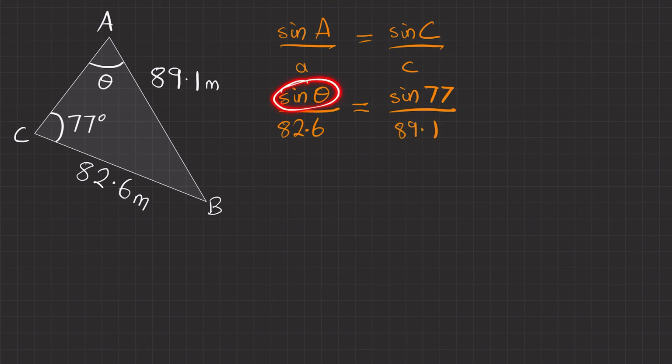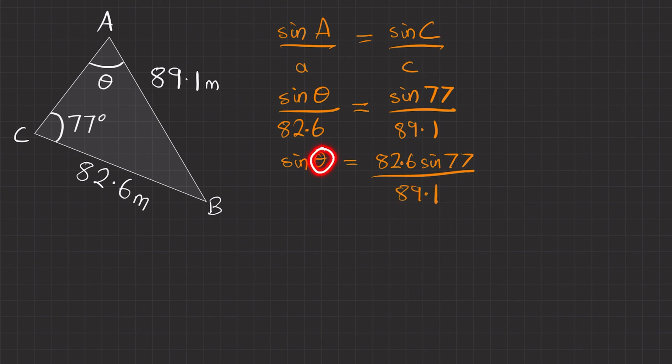We want to get sine theta on a side on its own, so we're going to multiply both sides by 82.6. So we'll have sine theta equals 82.6 multiplied by sine 77 all over 89.1. And then finally, in order to get theta on a side on its own, we need to do the inverse function of sine, which is sine to the minus 1. So theta equals sine to the minus 1 of 82.6 sine 77 all over 89.1.